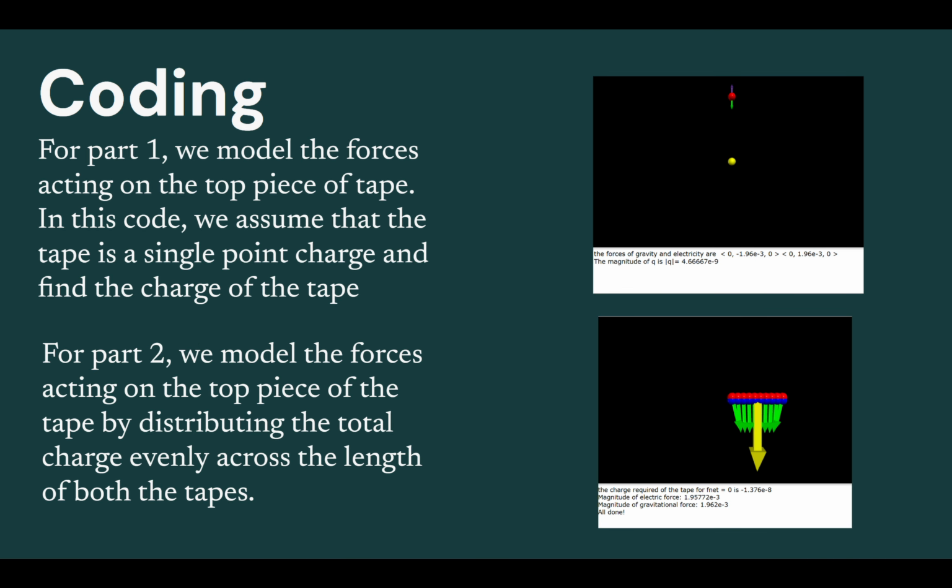Coding. For part 1, we model the forces acting on the top piece of the tape. In this code, we assume that the tape is a single point charge and find the charge of the tape. For part 2, we model the forces acting on the top piece of the tape by distributing the total charge evenly across the length of both the tapes.